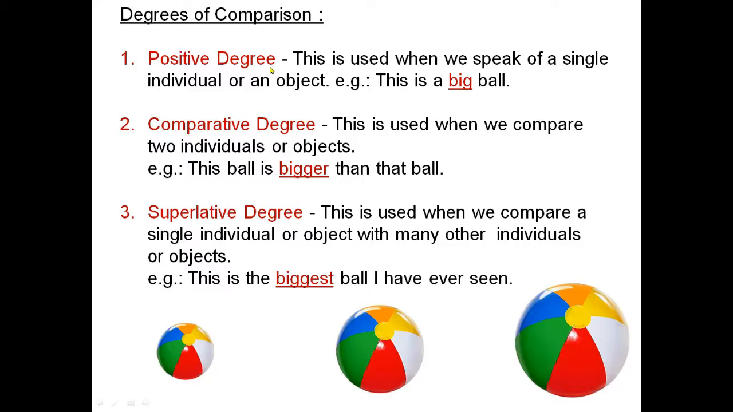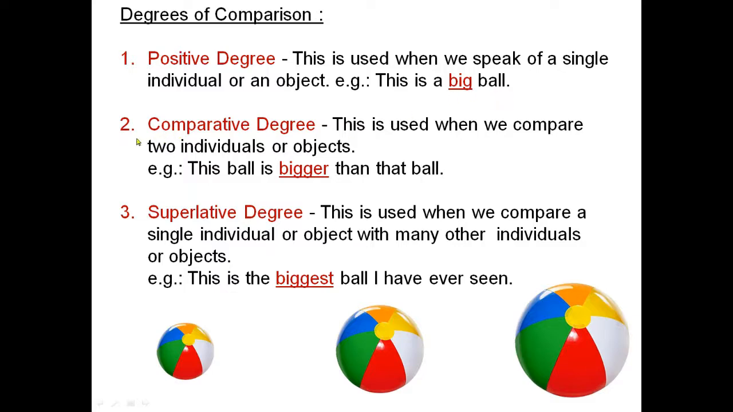This form of adjective is used when we speak of a single individual or an object. For example, this is a big ball. For this ball, you can say this is a big ball. Here, the word big is the describing word for the noun ball.